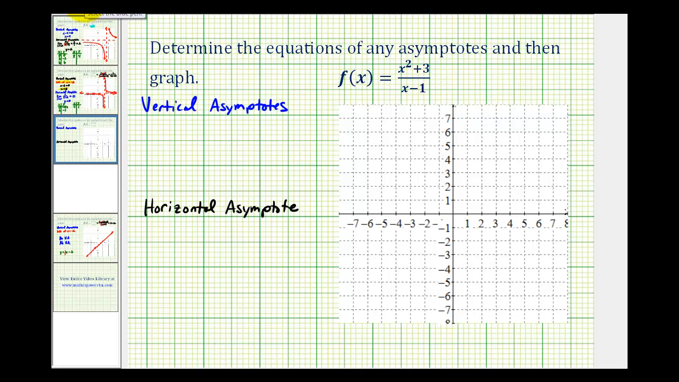We're going to determine the equations of any asymptotes and then graph the given function. Let's start by determining the vertical asymptotes. Remember, before determining any vertical asymptotes, we do want to see if the numerator and denominator have any common factors.